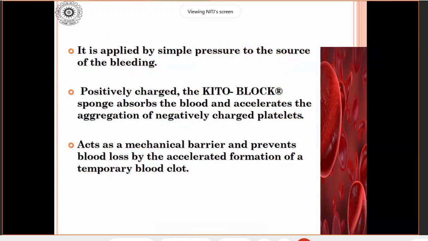If it is applied simply by pressure to the source of bleeding, you simply apply the membrane to the source of bleeding. You will find that the positively charged sponge absorbs the blood and accelerates the aggregation of negatively charged platelets of the body, and the bleeding will be stopped. It acts as a mechanical barrier also and prevents blood loss by accelerating formation of a temporary blood clot. So that's how important this material is in biomedicals.